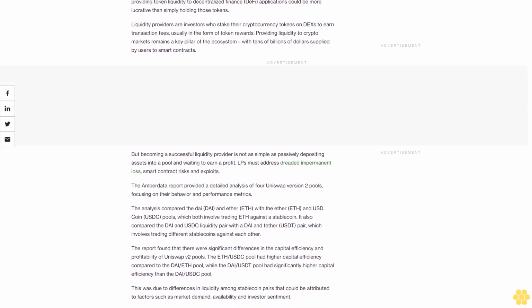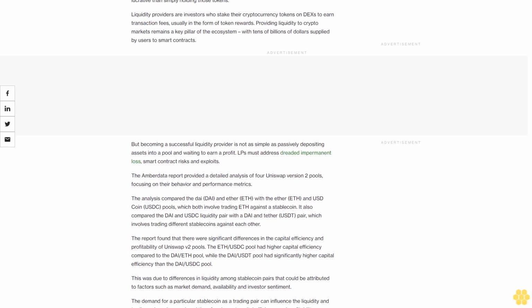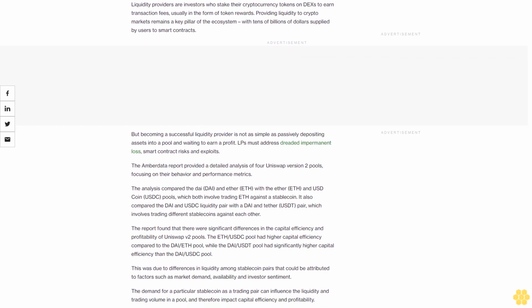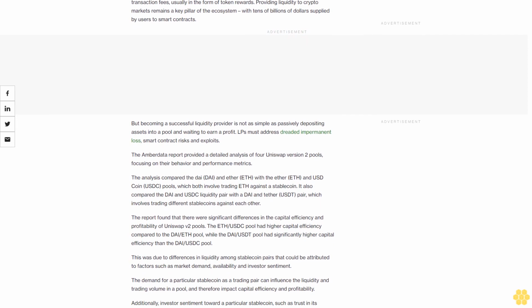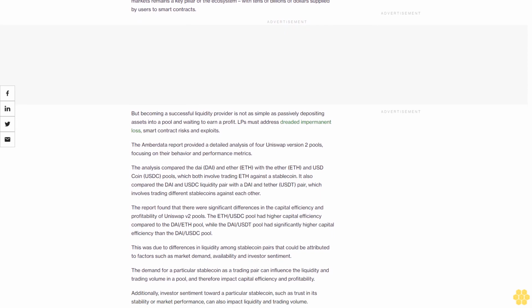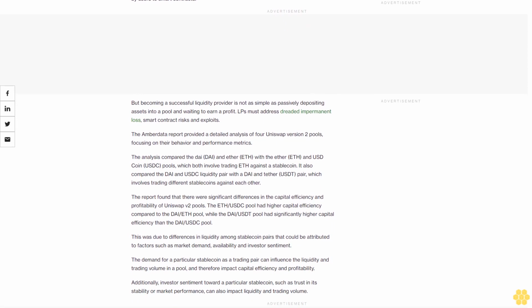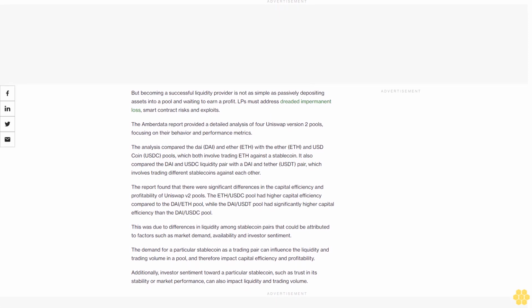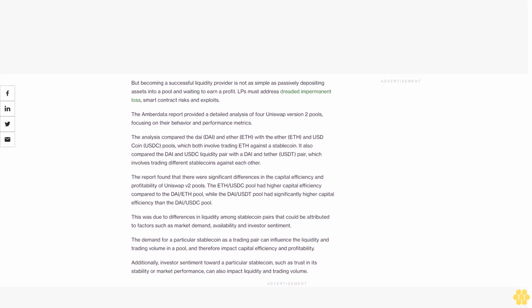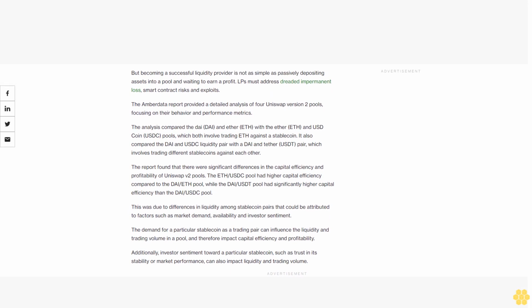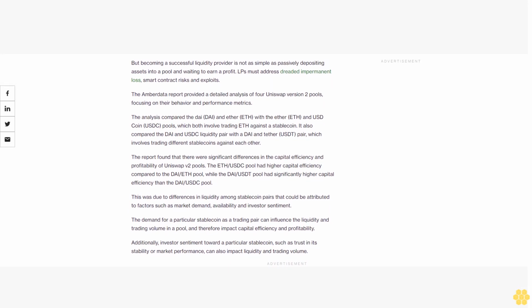The analysis compared the DAI/ETH and ETH/USDC pools, which both involve trading ETH against a stablecoin. It also compared the DAI/USDC liquidity pair with the DAI/USDT pair, which involves trading different stablecoins against each other. The report found that there were significant differences in the capital efficiency and profitability of Uniswap V2 pools.